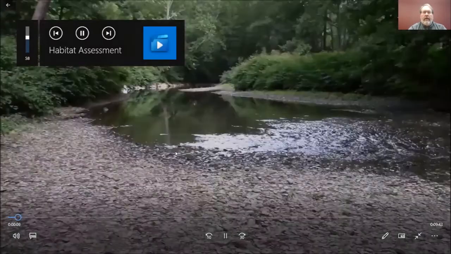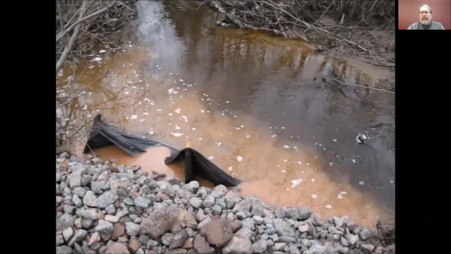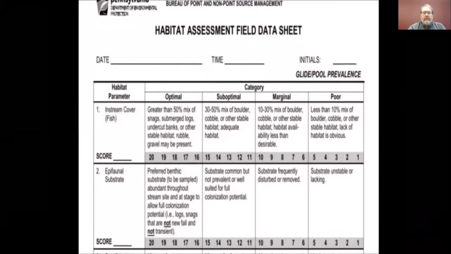There it goes. I've noticed that some of them create a better habitat than others. From polluted urban streams to pristine ones located deep within the Alps, the ability of streams to support aquatic life varies quite a bit. One way to scientifically assess this ability is through a habitat assessment form.